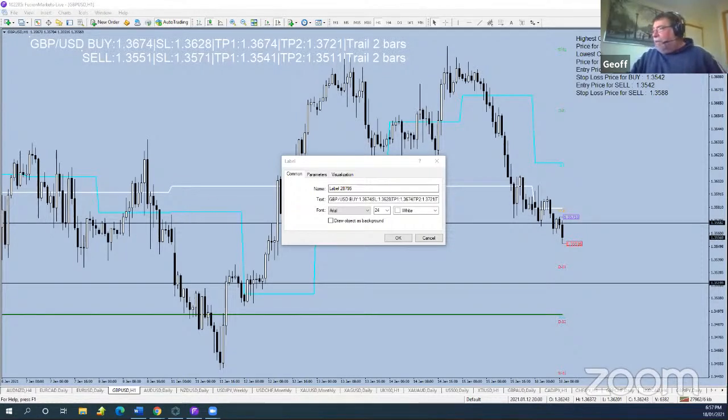So I'll get back to this pound trade and we'll set that up first and go from there. Where did I get to? The 1.3551 entry, 1.3571 is the stop loss. It's the long I'm looking for, isn't it? So 1.3574 will be the entry for the long, and the stop loss for the long, it's a pretty tiny one.